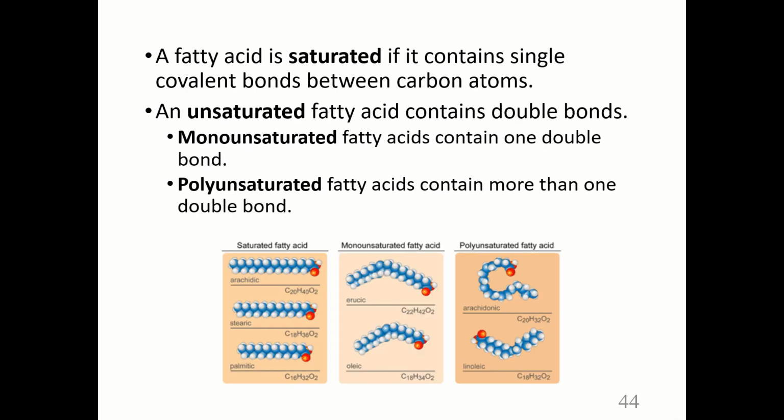So a fatty acid is saturated if it contains single covalent bonds between the carbon atoms. An unsaturated fatty acid contains double bonds. There are 2 types of unsaturated fatty acids. Monounsaturated fatty acids contain 1 double bond. Polyunsaturated fatty acids contain more than 1 double bond. Pictured with the saturated fatty acid, we can see that the single covalent bonds create this linear chain, whereas in a monounsaturated fat we have 1 kink that bends the chain, and then in a polyunsaturated fat with our numerous kinks we can actually start to see curvatures occur.